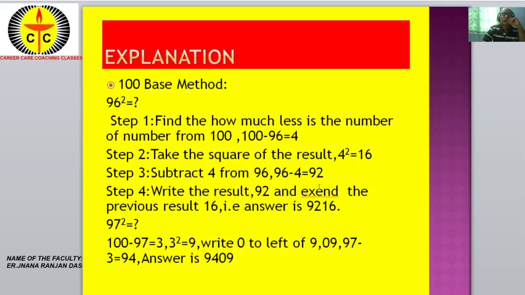Then your result is 9216. 92, and the number previously we have taken, that is 16, so 9216.